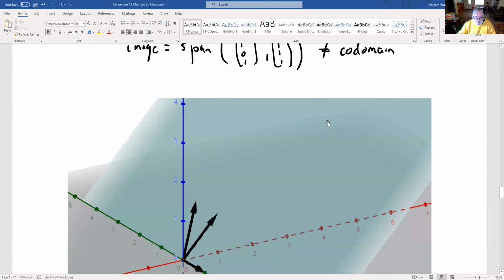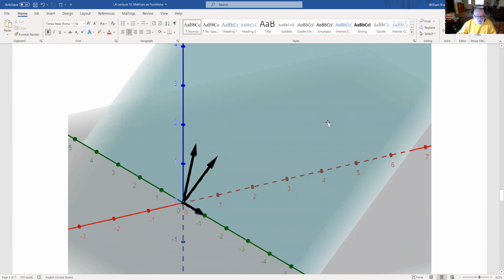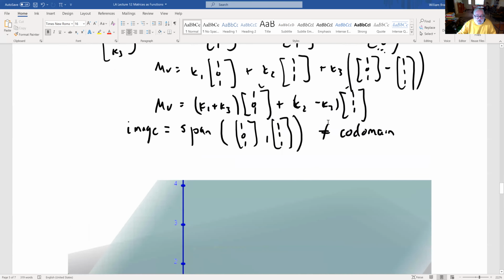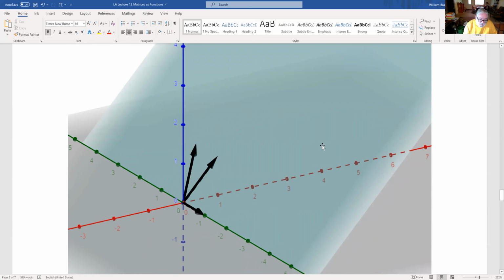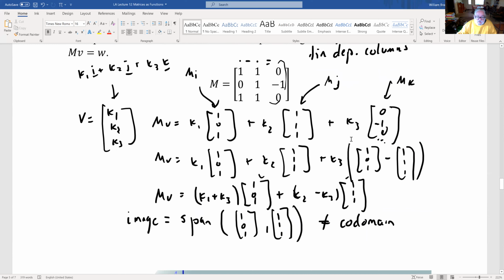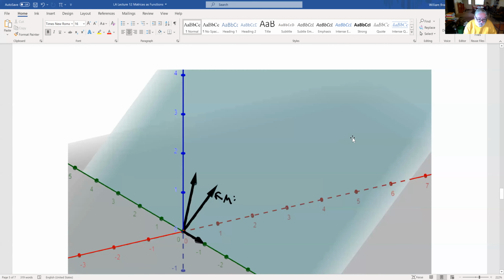So if we go and look at this here, these 3 vectors are M times I, M times J, and M times K. So 1, 0, 1. Let's see. 1, 0, 1. This one is M times I. And M times J is this one. And M times K is that one. And all 3 vectors lie in the same plane, this blue shaded thing.